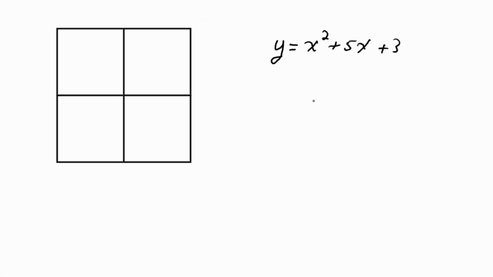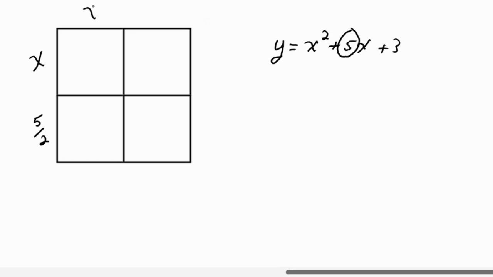All right, let's try y equals x squared plus 5x plus 3. When we take half of our 5 in this case, we're going to get 5 over 2. But that's okay. We're going to put 5 over 2 into the box method. So we would get x squared, 5 over 2x, 5 over 2x, and then 25 fourths.